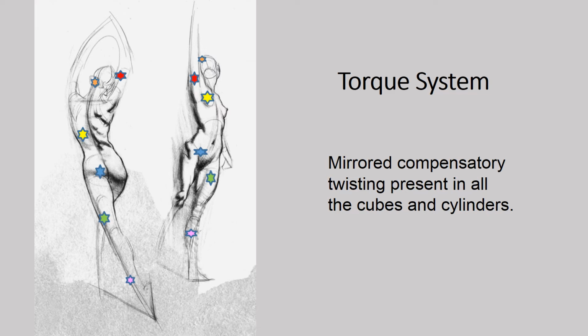So if we found a bowed out point on the right anterior superior head, we would also expect to find a bowed out point on the right anterior superior rib cage and pelvis. To treat Dr. Wallace's torque system, you should address all the torque balance points in the different cubes and cylinders.